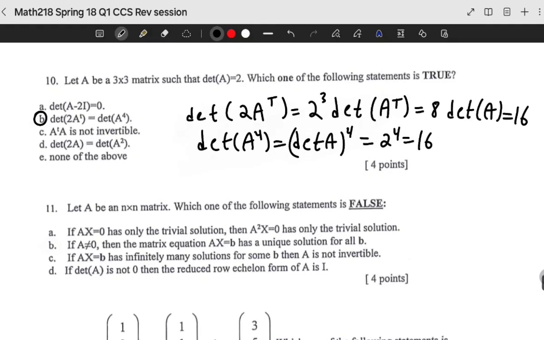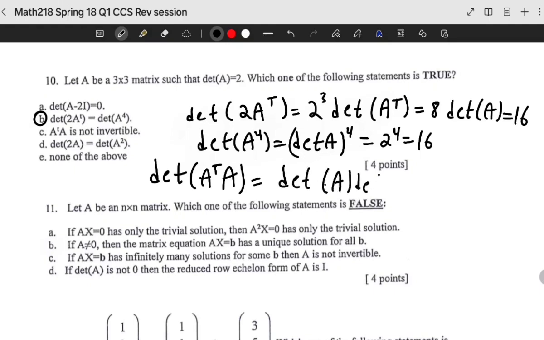A transpose A is not invertible. This is not true, because the determinant of A transpose A, I'm allowed to split the determinant when I have multiplication. So it's determinant of A times determinant of A transpose. And A transpose has the same determinant as A, so this is 2 times 2, which is 4. So this is not true.